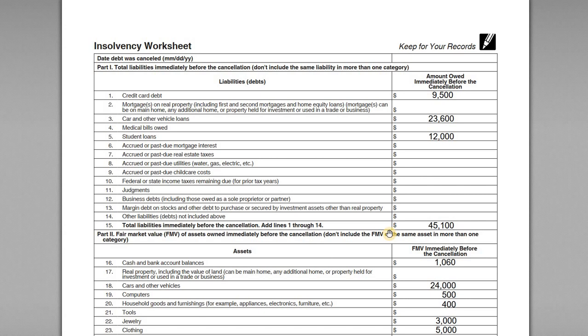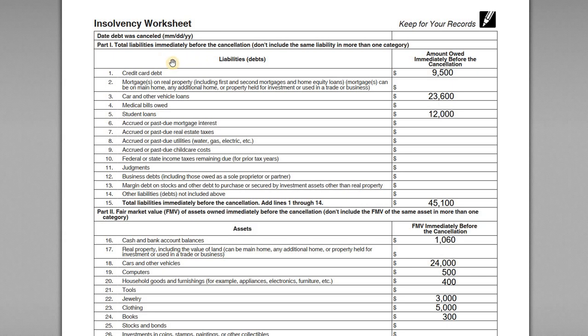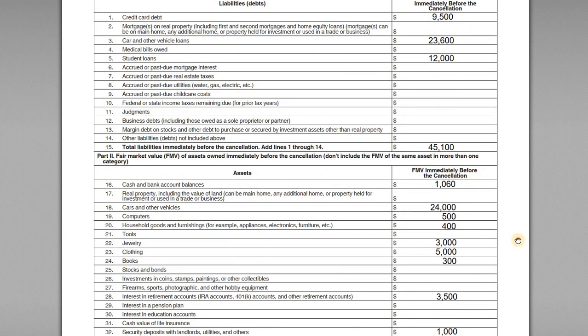So you include the amount of debt that was actually canceled. So in Part 1 here, we list the total liabilities immediately before the cancellation. We can see here we have credit card debt on line 1. He does have a car, so he's got an outstanding loan on that, $23,600. And he does have some student loans, right? So he's got $12K left on his student loans.